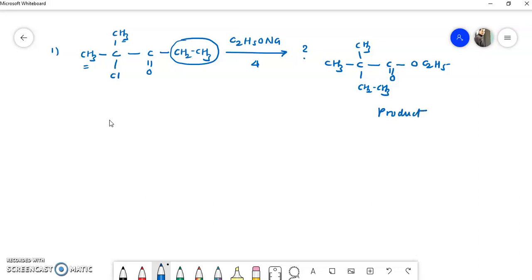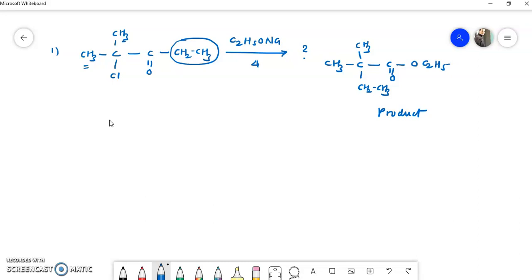Okay, so this is a very simple reaction. I will explain the mechanism of this reaction, how this reaction works, how this reaction happens. I will explain that step by step so that you will understand how the product is obtained.